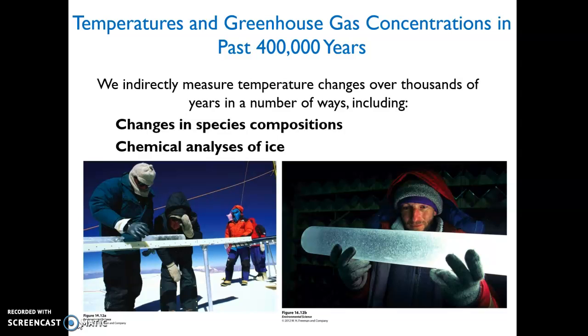And by putting all of these pieces together on one graph, if you have the same indicators of chemicals present in analysis of ice as you do in species composition, as you do in plant leaf shape and other forms of doing this, then that strengthens the data.